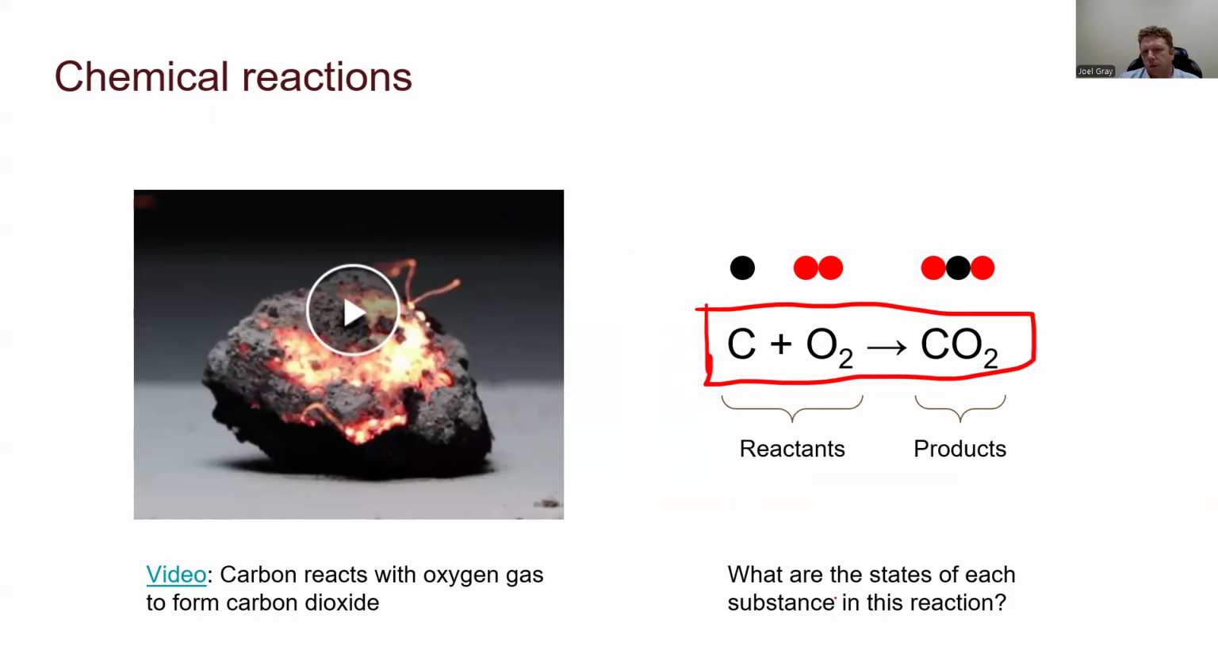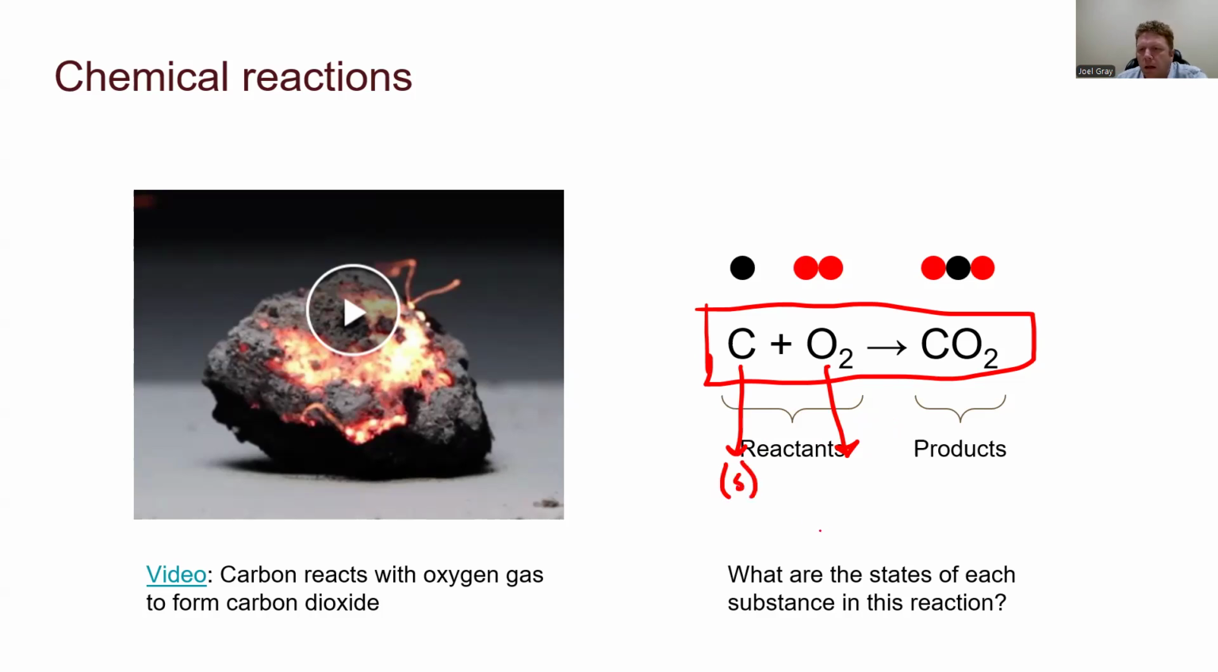Now, a great question for y'all to be able to answer is what are the states of each substance in this reaction? Well, our carbon is definitely a solid. It's pretty clear. We're blowing O2 onto this. So in order for that to take place, the O2 can't be a solid. Instead, it's being flowed over it. So whenever I think of something flowing over something else, I think like water flowing over a rock, or oxygen gas, or air flowing over something.